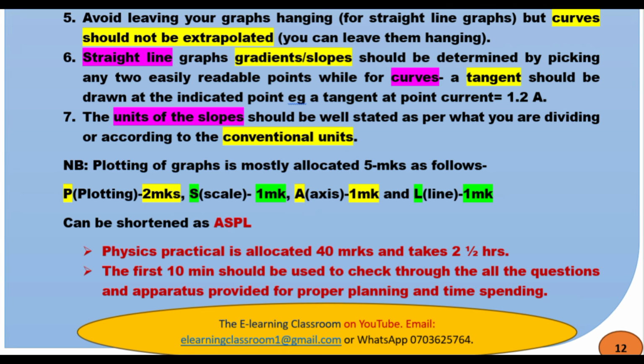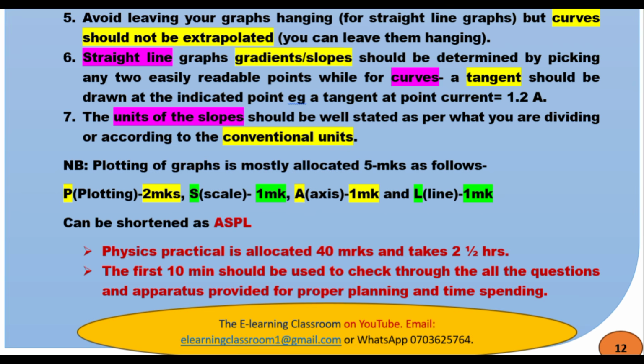Then we have, for the straight line graphs, gradients or slopes should be determined by picking 2 easily readable points. If you want to determine the gradient of a straight line, you should just pick 2 easily readable points, normally as you do. But now for a curve, if you are drawing a graph of a curve, then you should only draw a tangent at the point which you have been told.